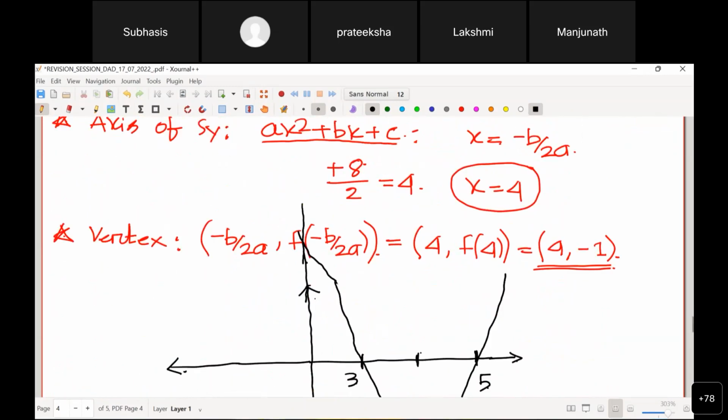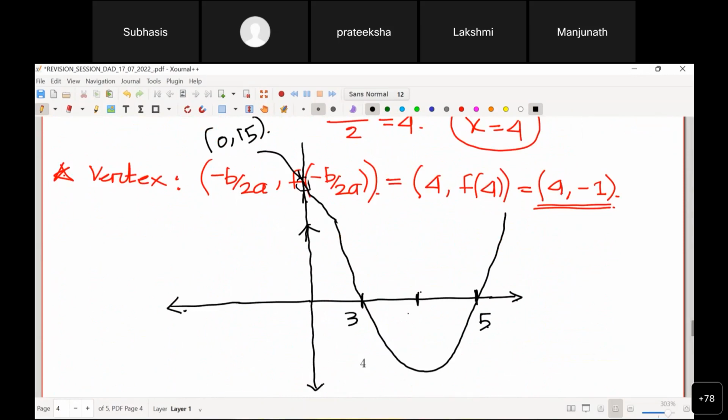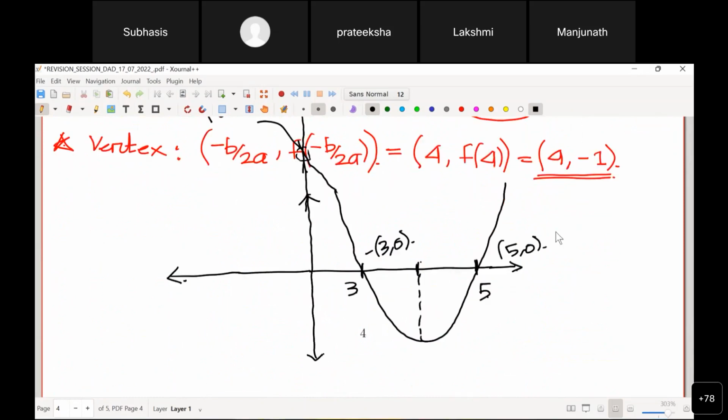So this point is (0, 15), okay, and this point is (3, 0), and this one is (5, 0). The axis of symmetry touches the graph of the function at the vertex, which is (4, -1), right? So the graph of this function is similar to the graph that we have drawn here. Okay, so this is the graph of this quadratic function.